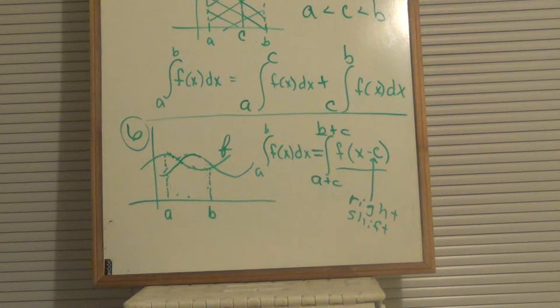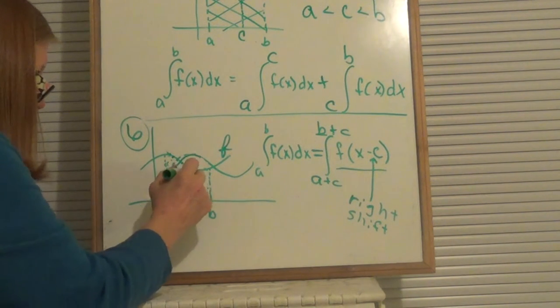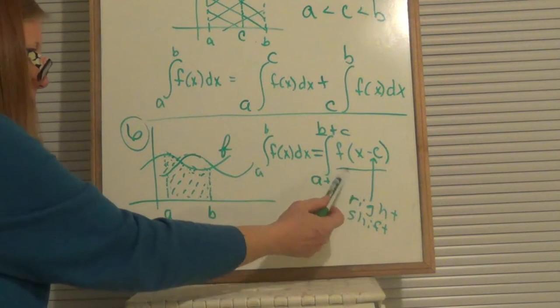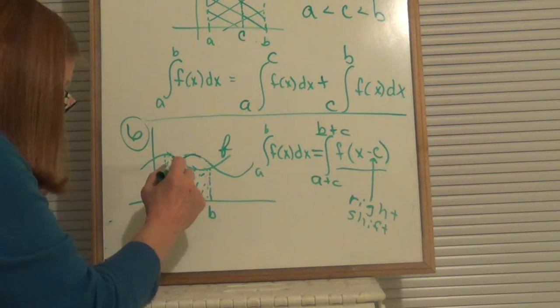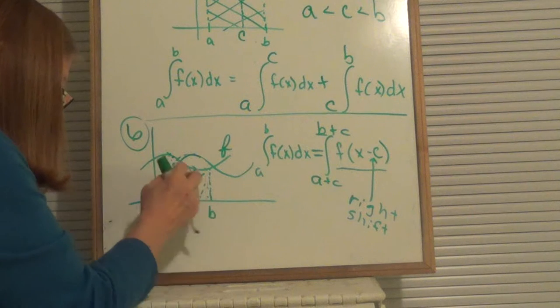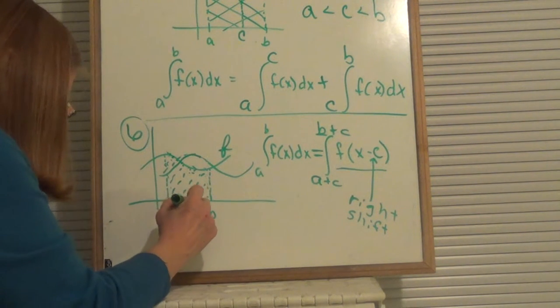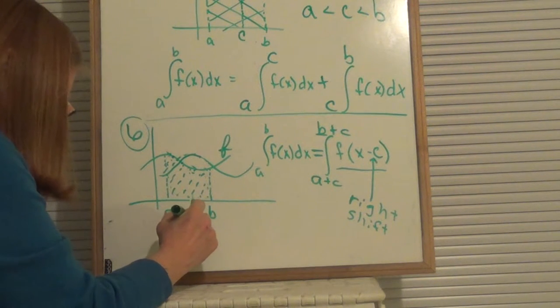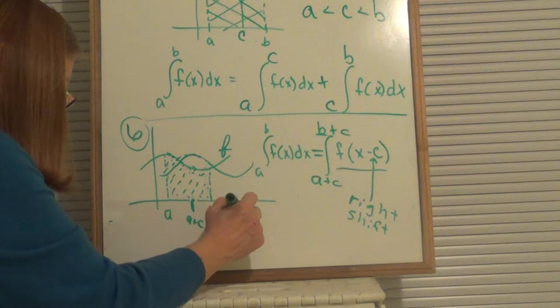So the area under the curve from A to B, we visualized. I'll just kind of dot it in. A regular area that we talk about so often. And now we're looking at the area between A plus C. So my C was about this much. So A plus C is about right there. And my B plus C is about right there.